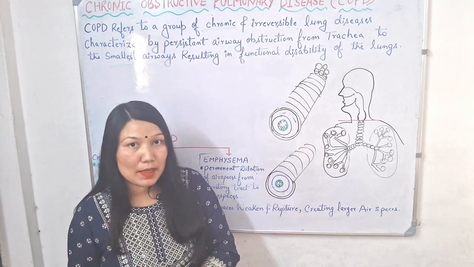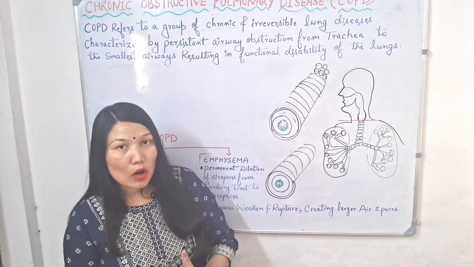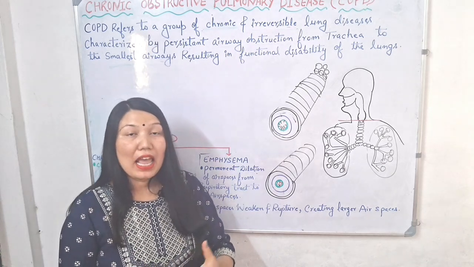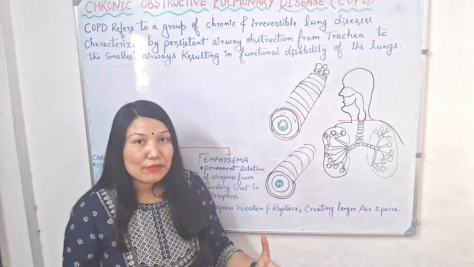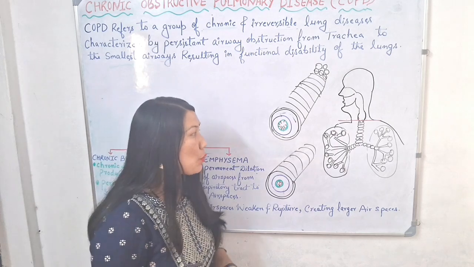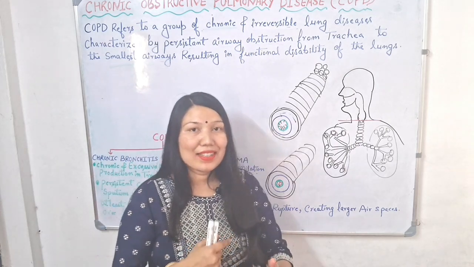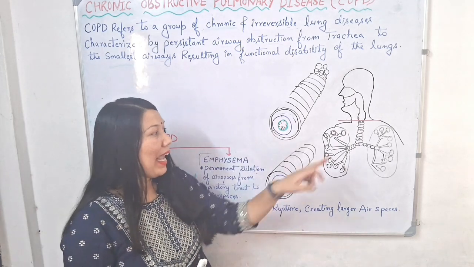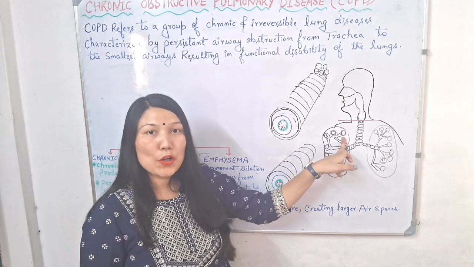This is where the gas exchange actually takes place. The CO2 which is dissolved in the blood comes into the alveoli, and the oxygen which we have inhaled from the environment goes into the blood. This is how gas exchange takes place in the alveoli. So it is the smallest unit of our lungs.